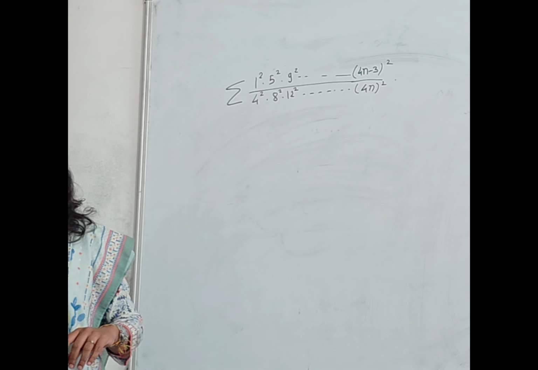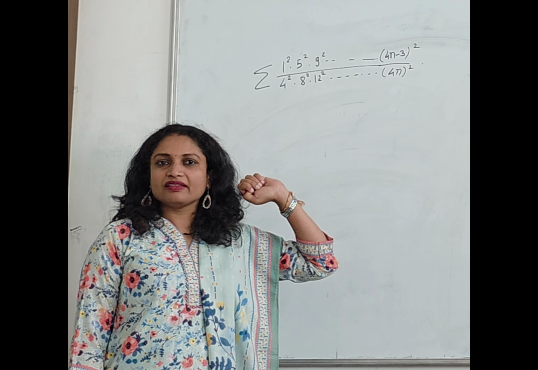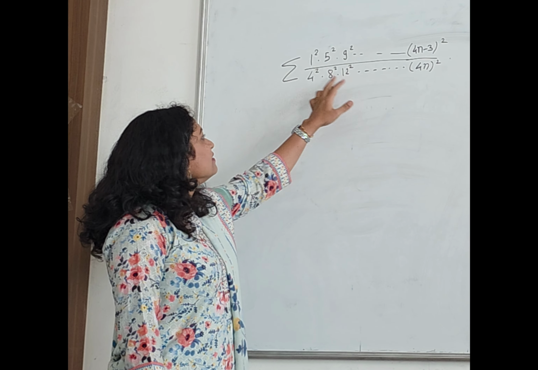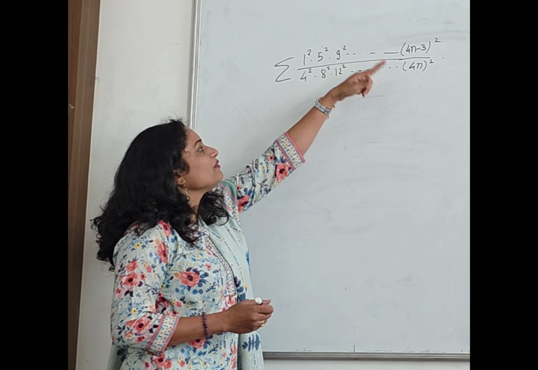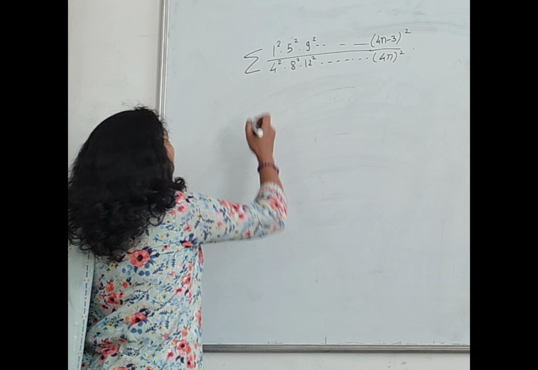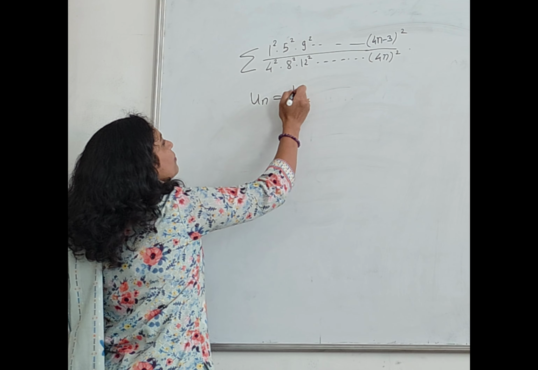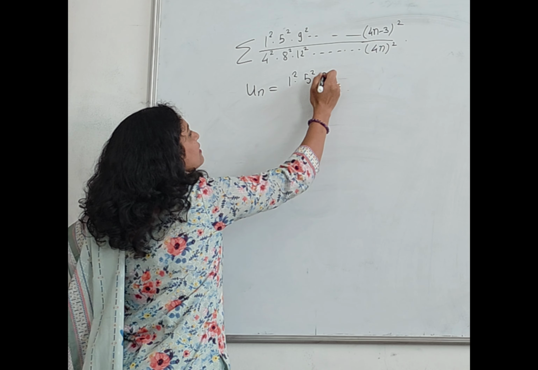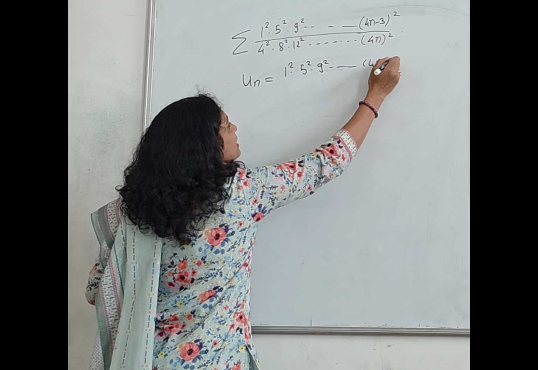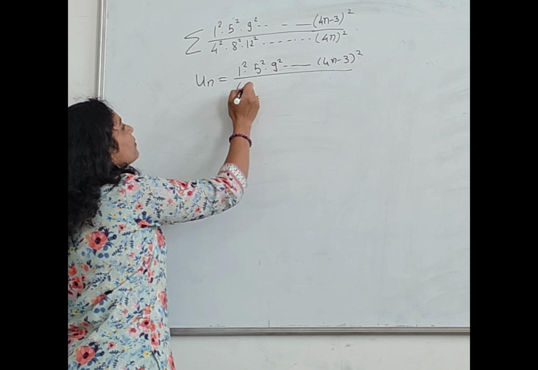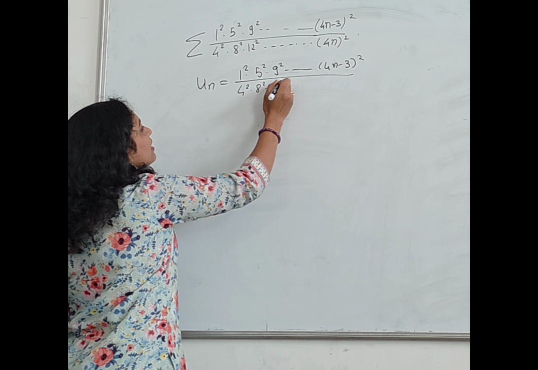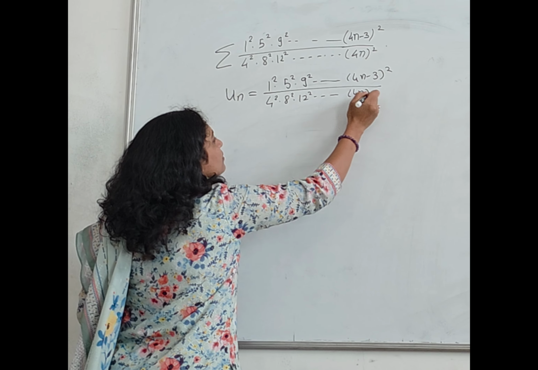According to the assignment of Raabe's test, here this is the series given. What will be un for this? This itself will be the un, right? So un is equal to 1 square, 5 square, 9 square till 4n minus 3 whole square, upon 4 square, 8 square, 12 square till 4n whole square.